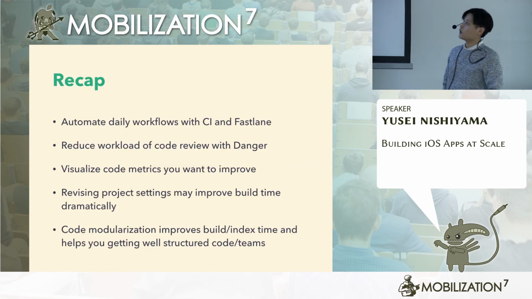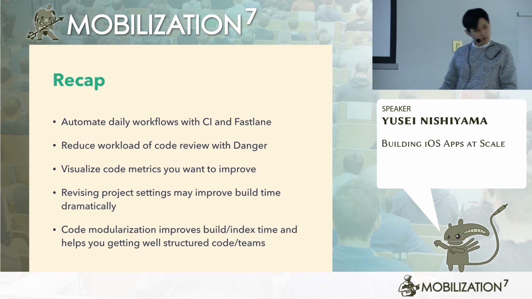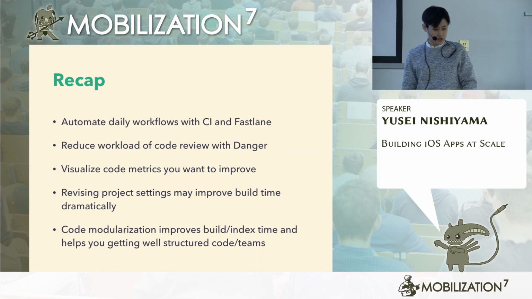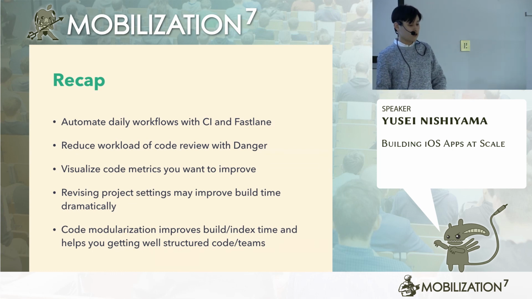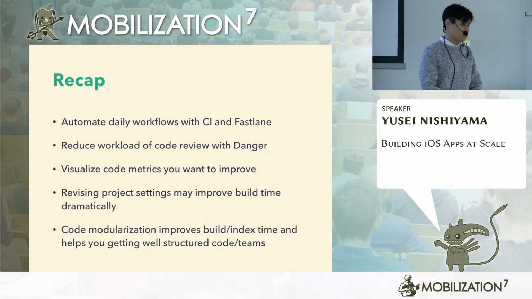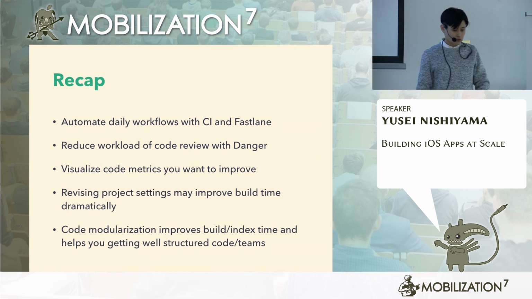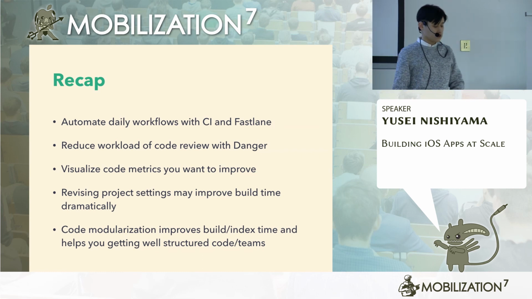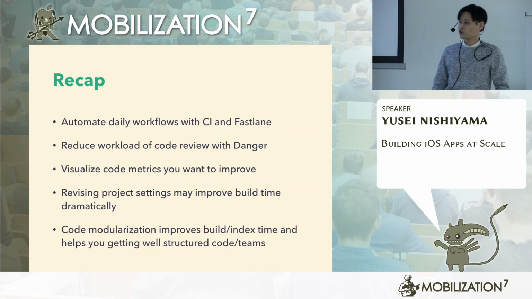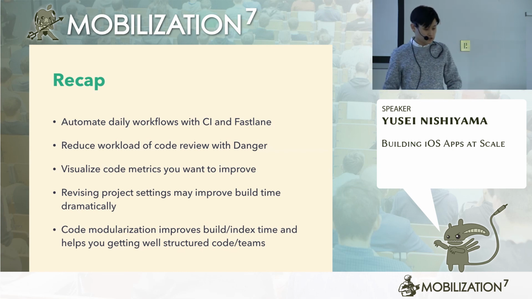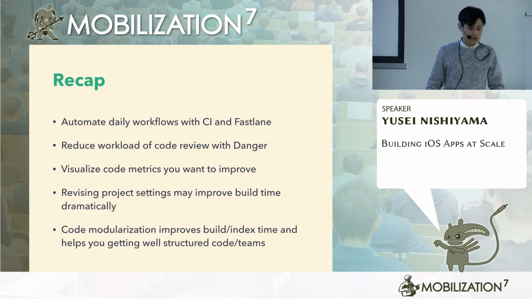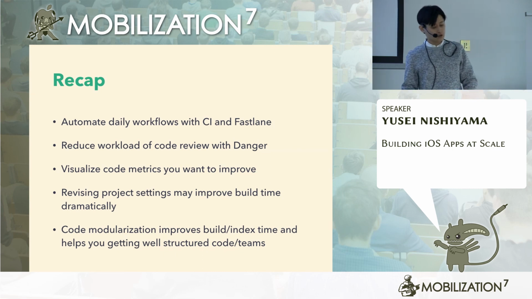Let me recap. Automate your daily workflows with Fastlane and CI. Danger saves you time for code review. Visualize everything you want to improve. Revising project settings may improve build time. And code modularization improves build and index time, and also helps you get a well-structured team and code base.